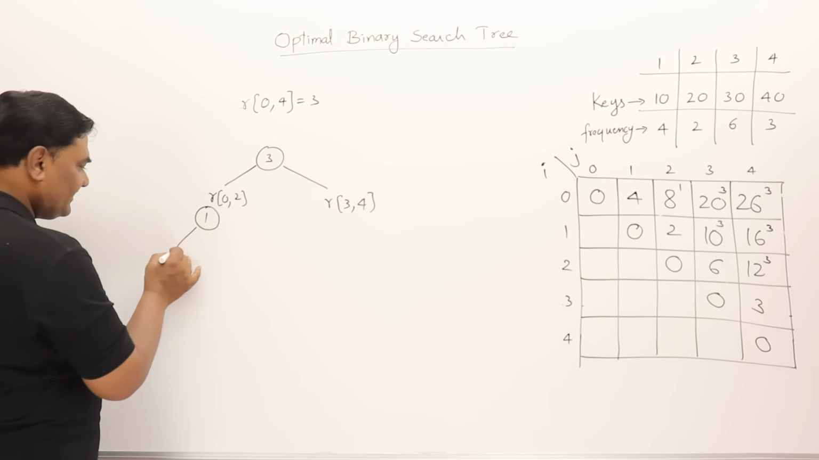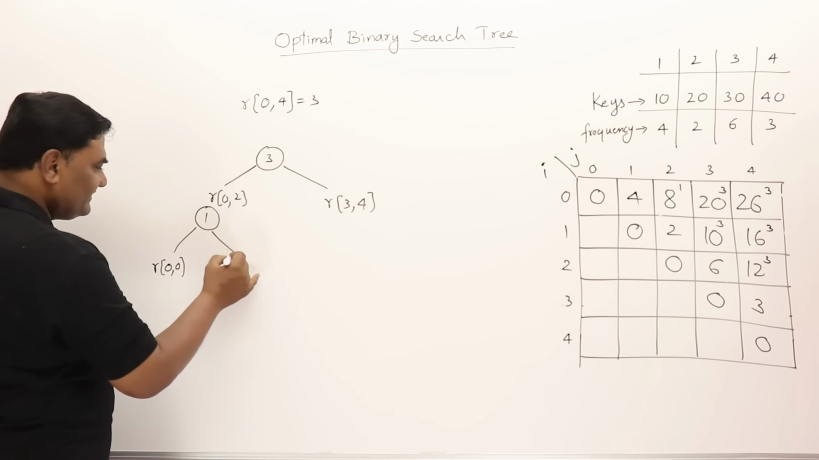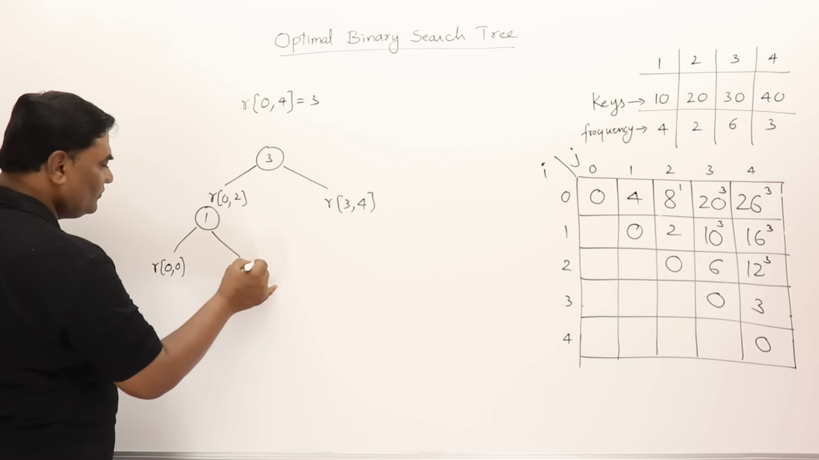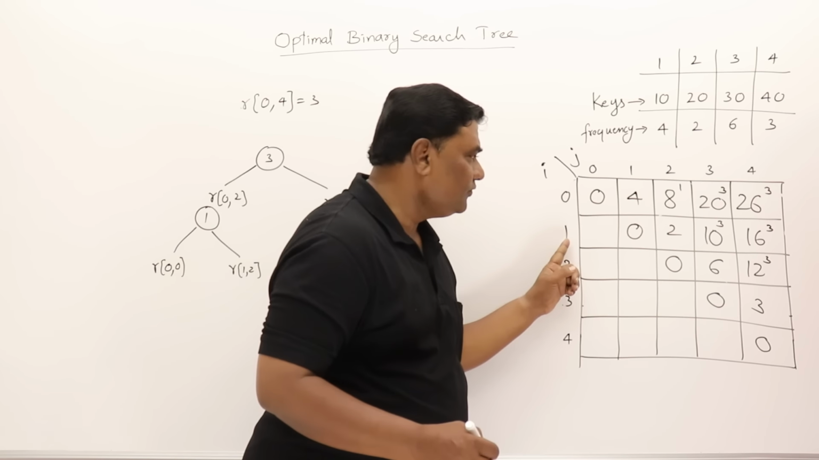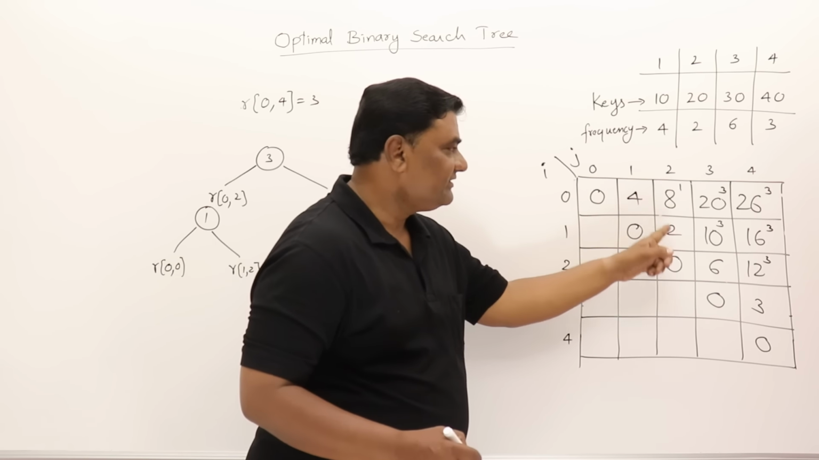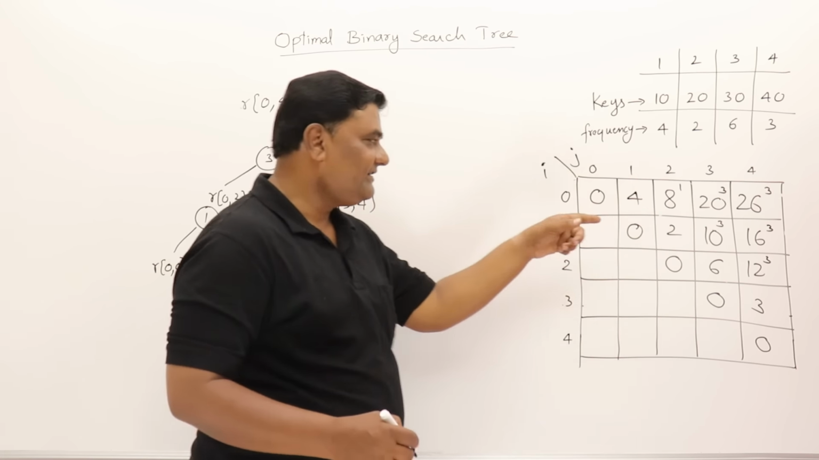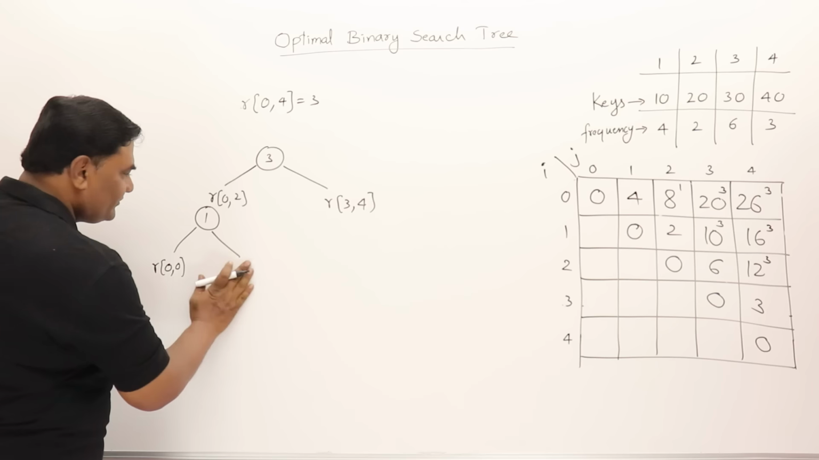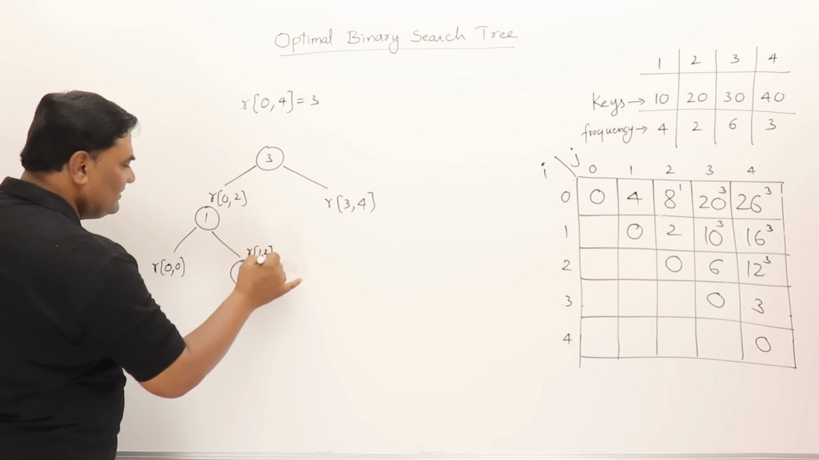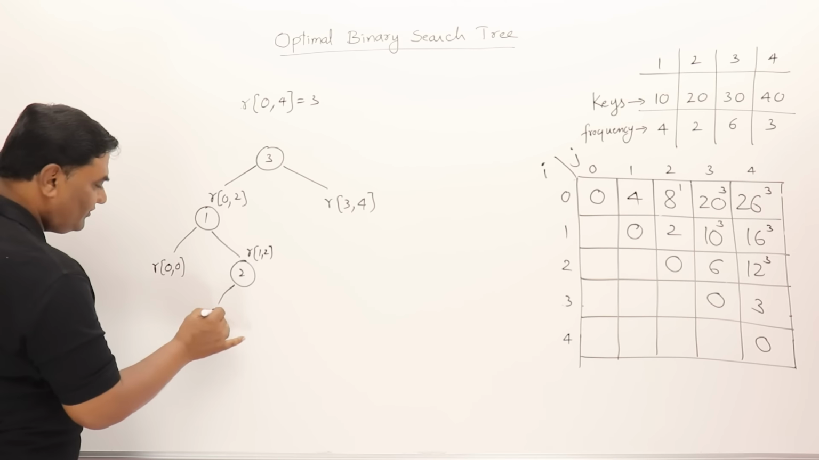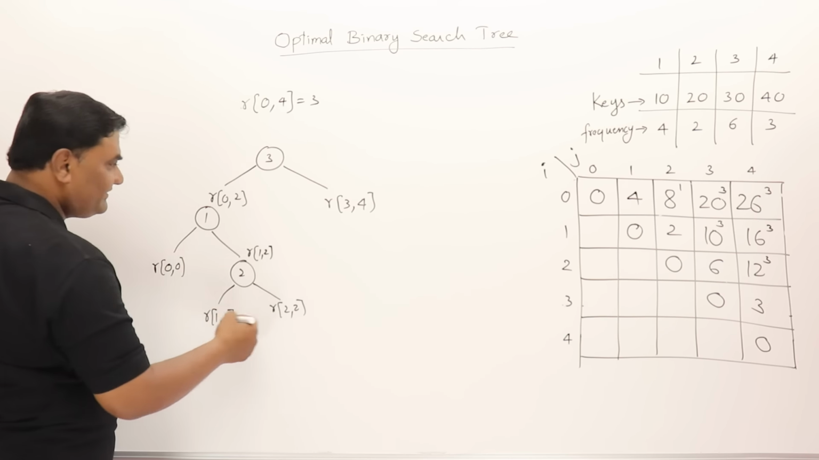Then on this side, when 1 is the root, root of 0 to 0, and on this side root of 1 to 2. Then who is the root of 1 to 2? 1 to 2 is this one, 2. This is the second key, the first key and the second key, so the second key is the root. Then on this side root of 1 to 1 and this side root of 2 to 2. For these the answers are 0 only.